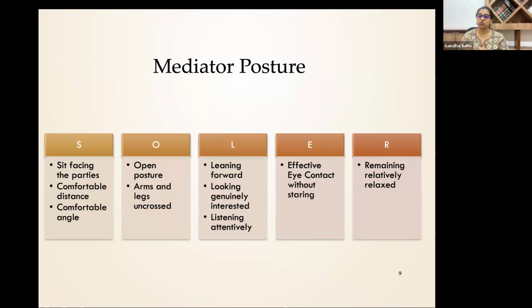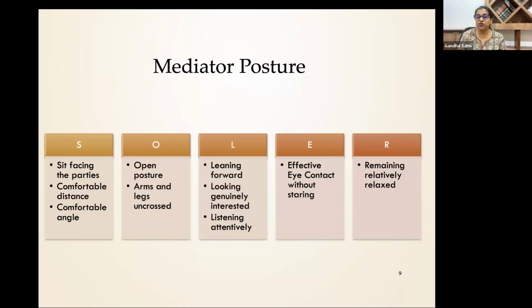This also is shown through your facial expression and how you receive the message. Of course, verbal techniques of receiving the message we will take up in the next session. I'm just giving you what are the non-verbal cues today.